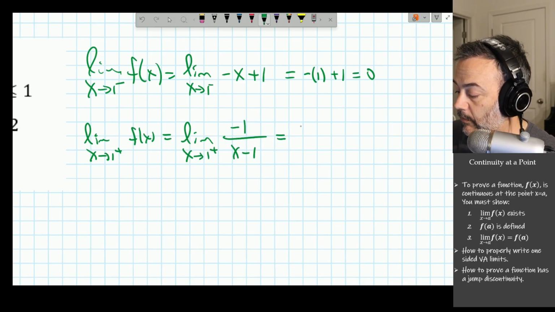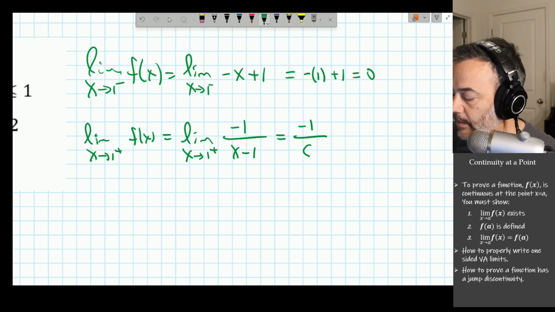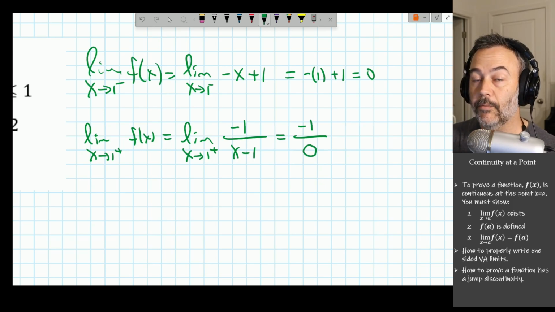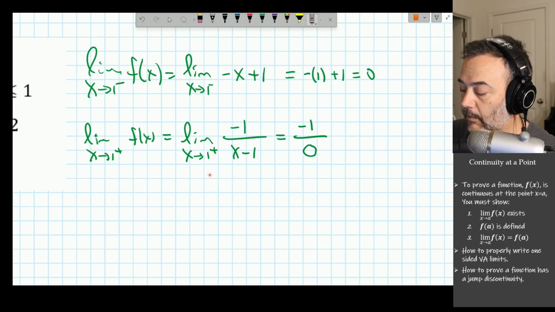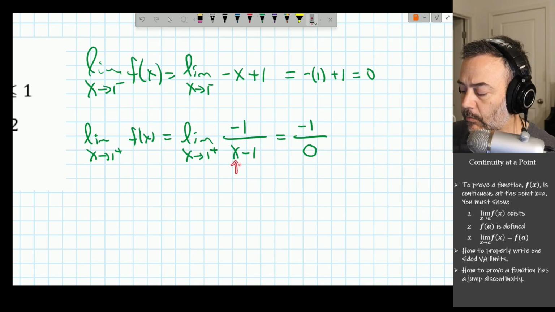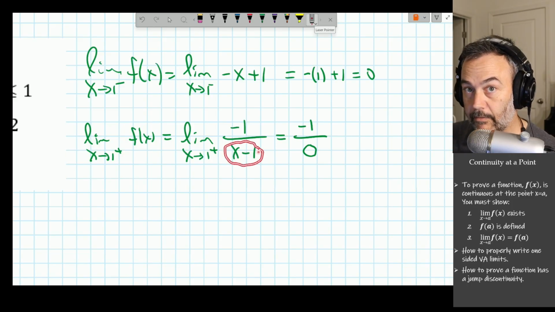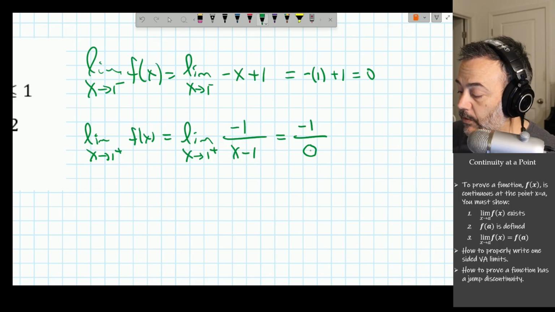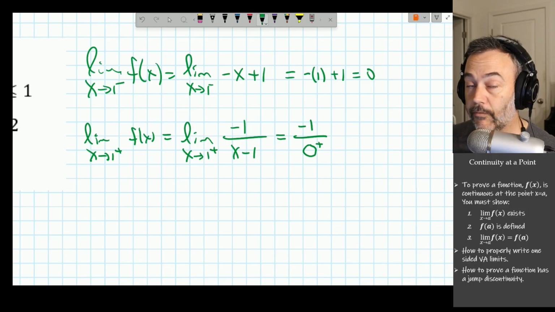What is this equal to? It's negative 1 over 0, but which side is it approaching 0? If x is approaching 1 from the right, then the x values as it gets closer are a little more than 1. If I have a little more than 1, minus 1, then these differences are positive. So the denominator is approaching 0 from the positive side. It's approaching 0 from the right.